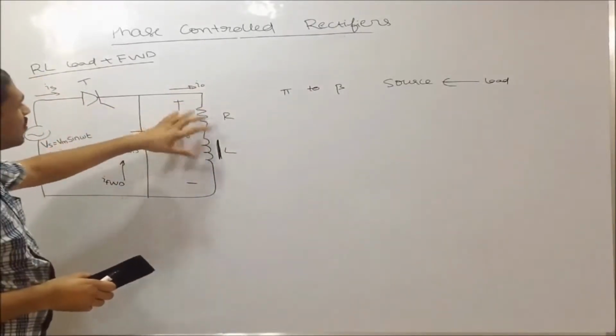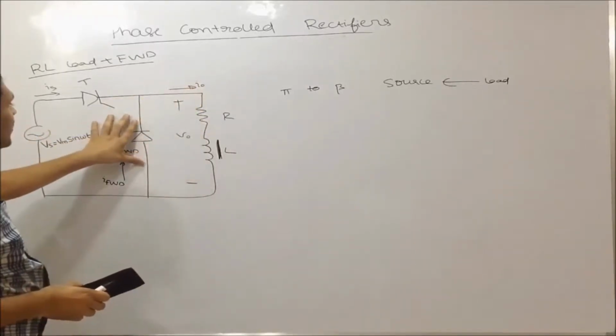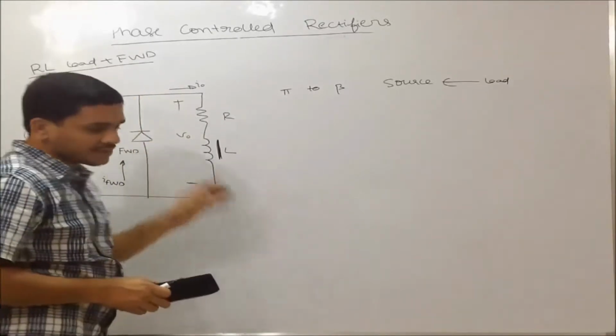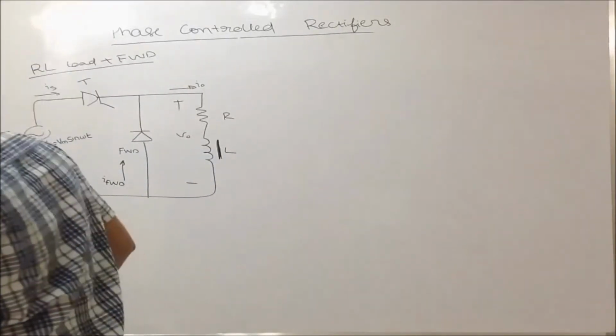Now the effective power that is absorbed by the resistor will be much higher with the freewheeling diode. So the freewheeling diode improves the performance. Now we will see the waveform.